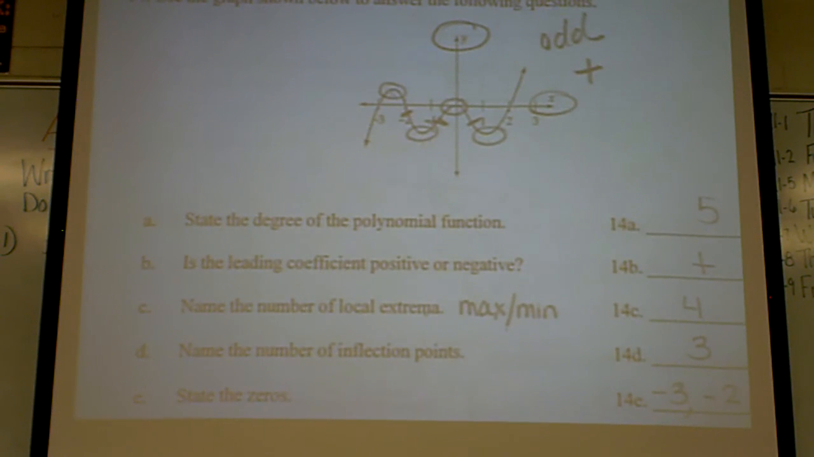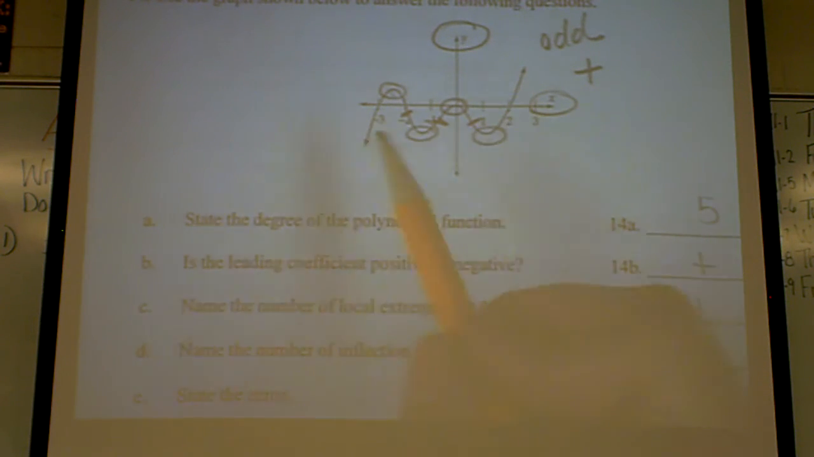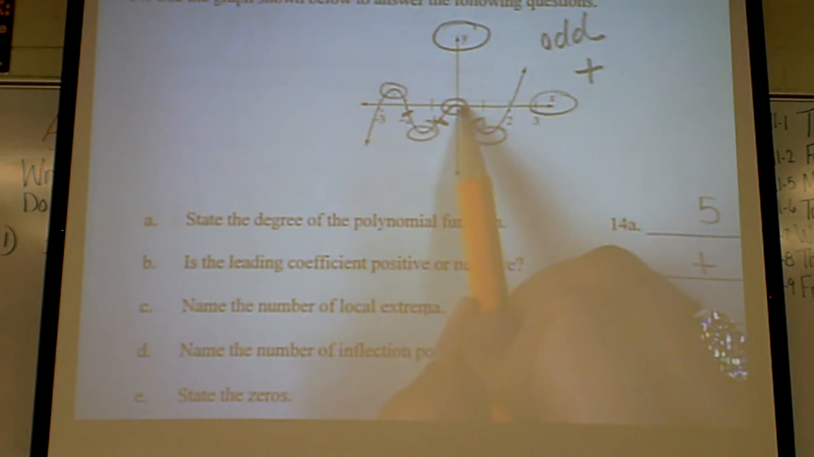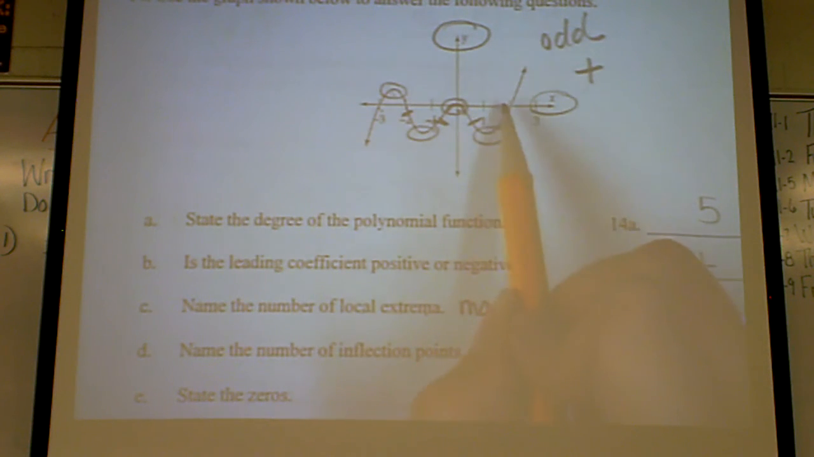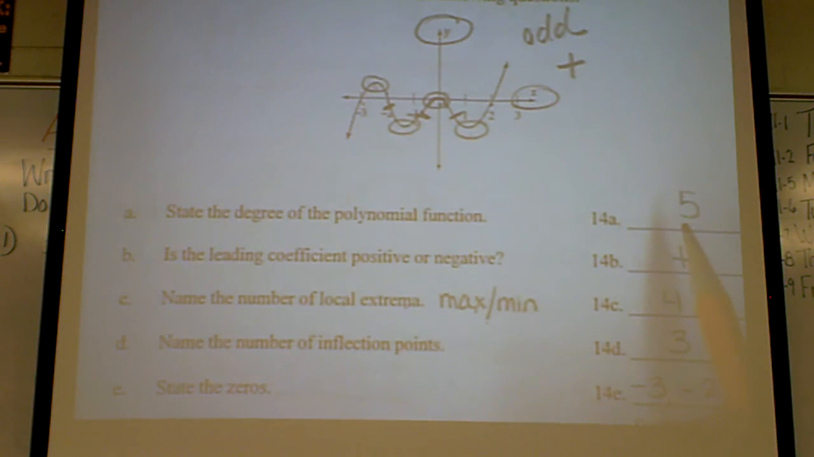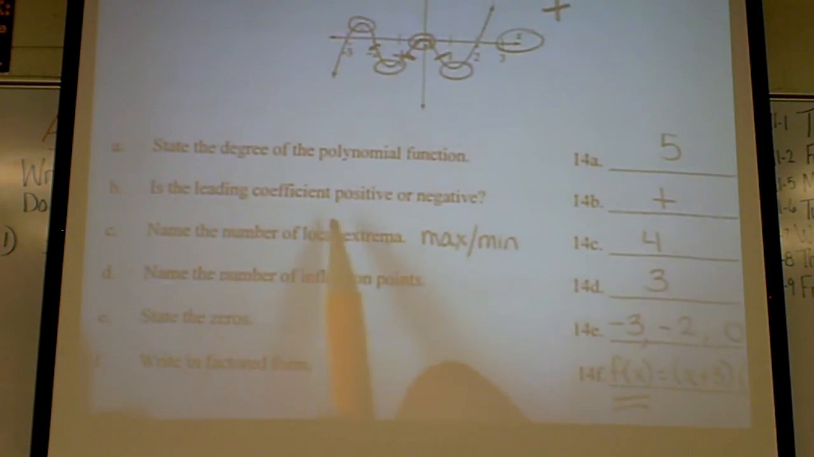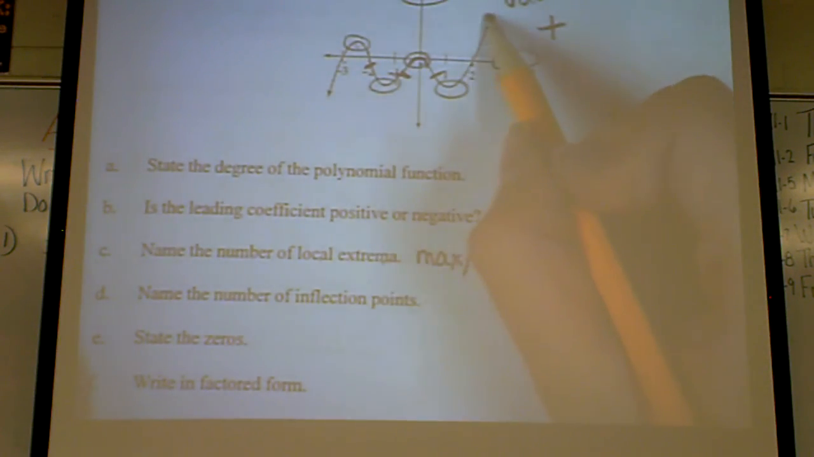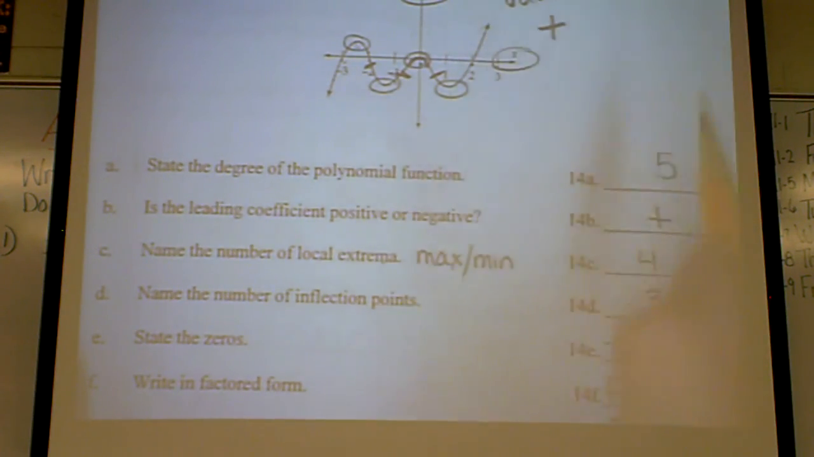Use the graph to answer the question. So the degree of the polynomial function, we count. It goes 1, 2, 3, 4. When it touches, you count it as 2. And 5. So the degree is 5. Is the leading coefficient positive or negative? It's positive. This is going upwards. So it's positive.